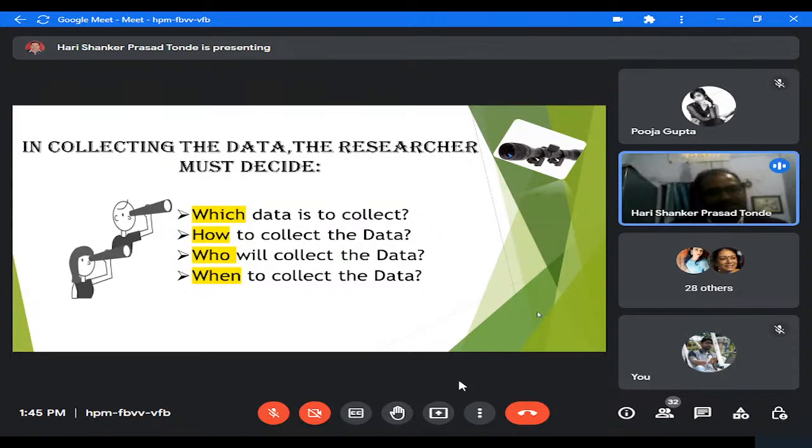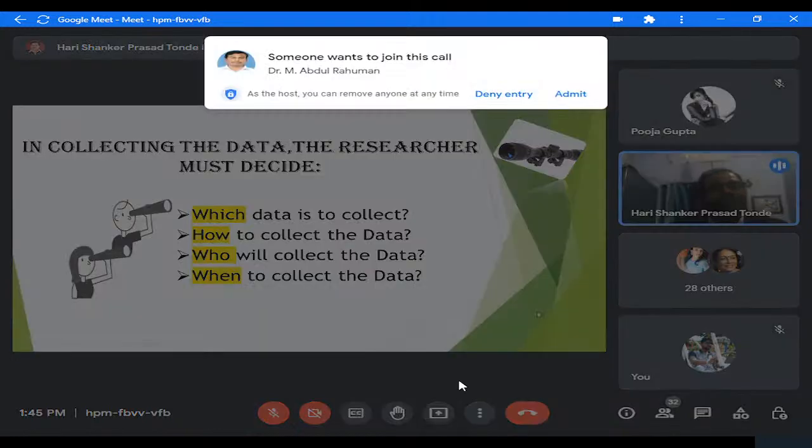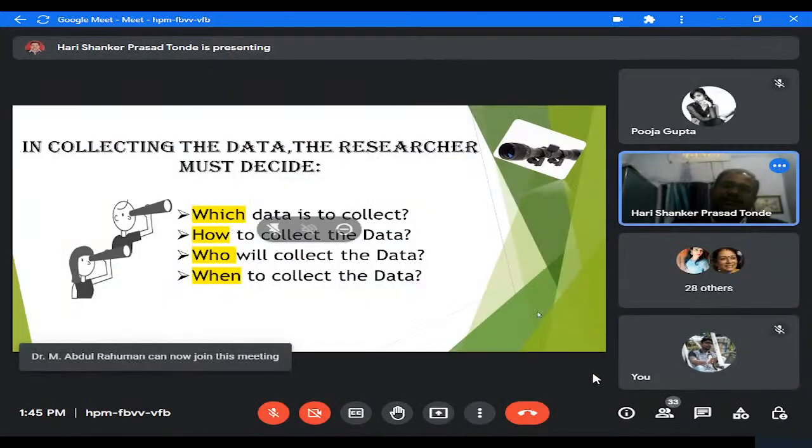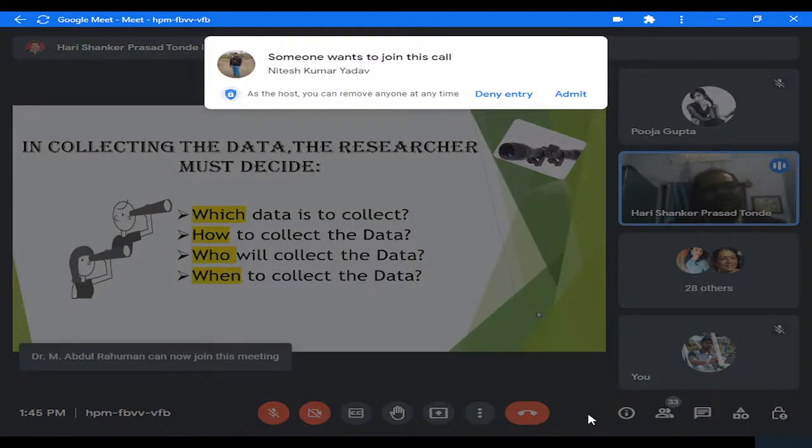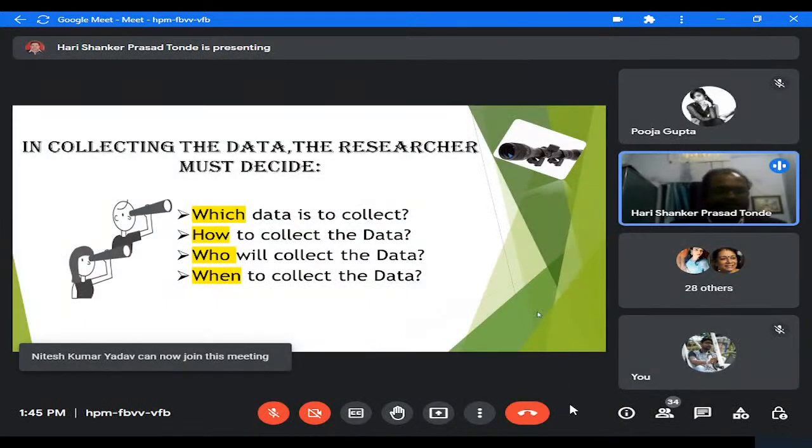Third, who will collect the data? This is also a major problem. Who will collect the data: the researcher, the respondent, who will be the person going to collect the data? Means the researcher is going to collect the data directly, or some indirect ways are available for collecting the data. This I have to answer.